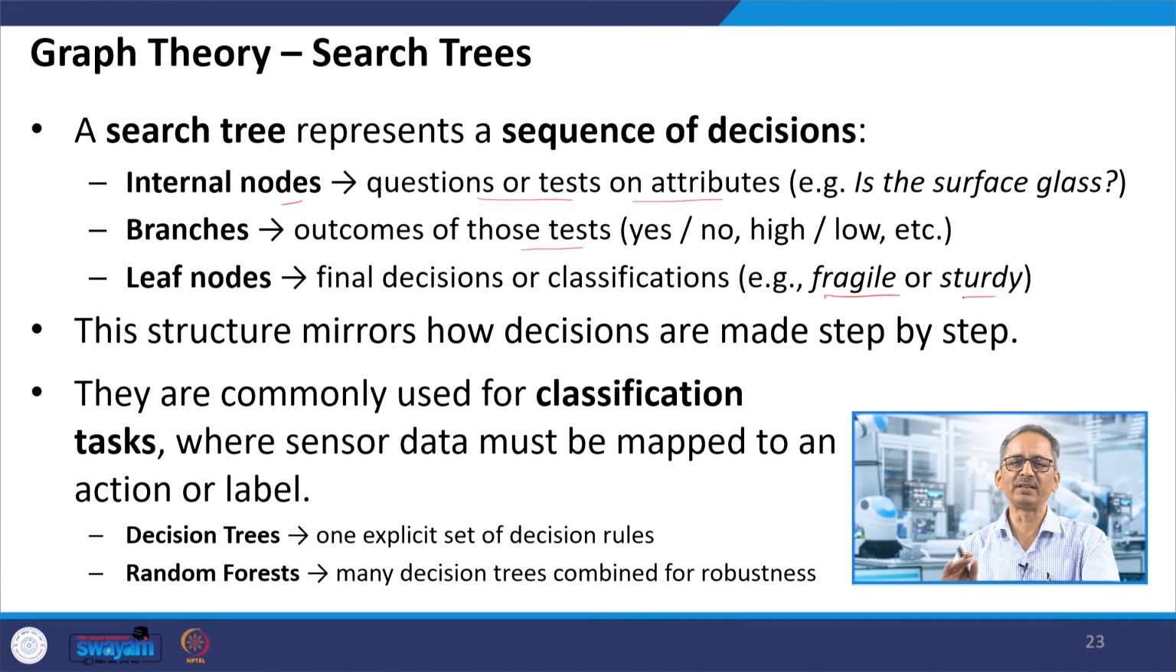We will be seeing these things in much more detail when we look at the path planning of the robot. They are commonly used for classification tasks where sensor data must be mapped to an action or label. Decision trees use explicit decision rules, and there is another method called random forest, where many decision trees are combined for robustness.